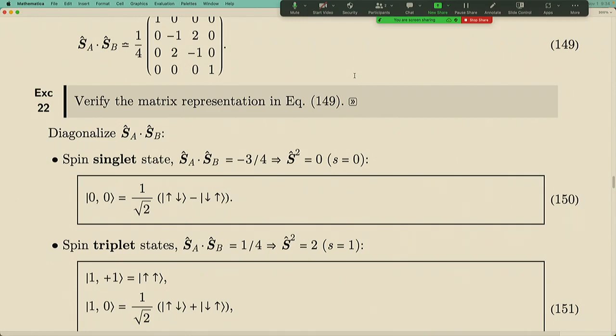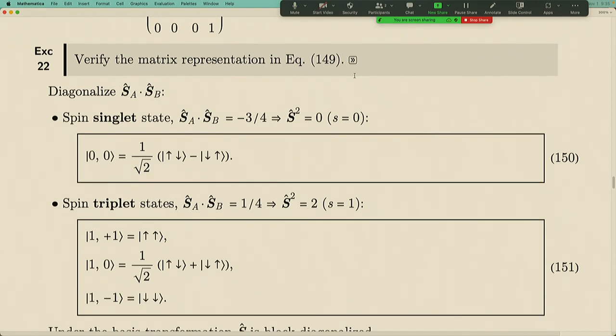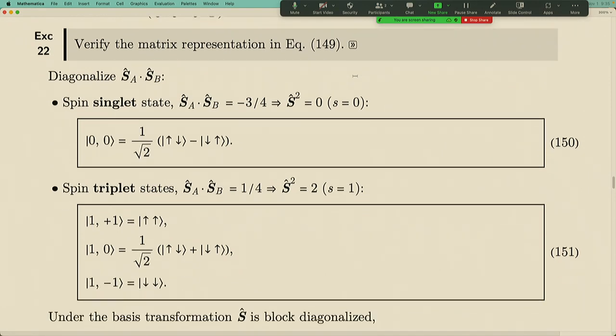And the corresponding state, how does it relate to the previous 4 basis states? Well, by diagonalizing this S_A·S_B matrix, I think you can figure out the eigenstate. I'll just write it down. The eigenstate is this spin singlet state. So you can see that the spin singlet state with 0 spin automatically emerges by diagonalizing S_A·S_B.